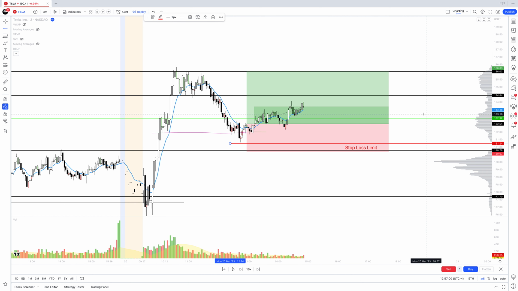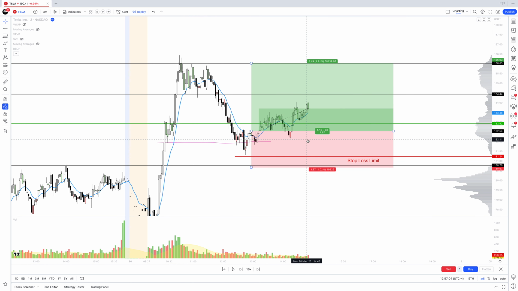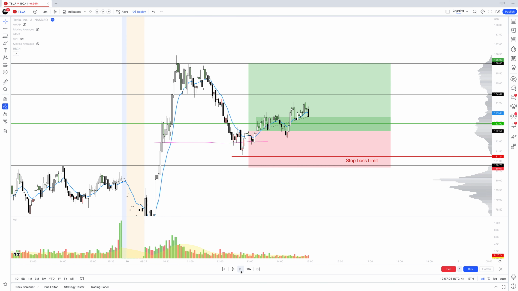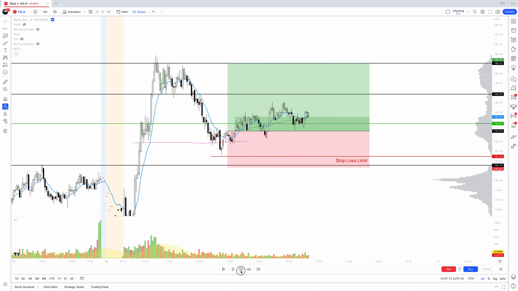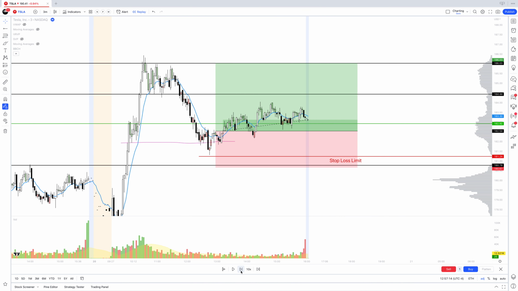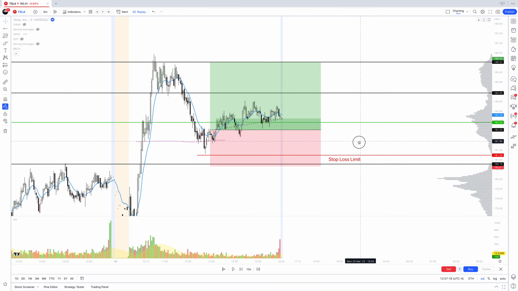Now, next level to break is obviously 184.44. If we break that, stop loss probably around here at about 182-ish. So let's just see how it goes here. Market closes very soon as well. We are back trading, and I didn't hold this one overnight in real time, but I am going to.